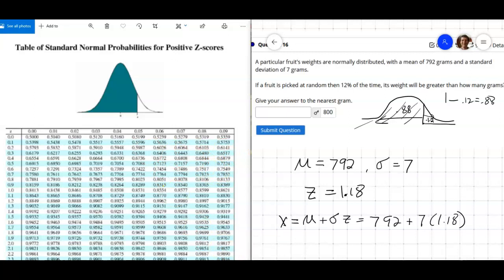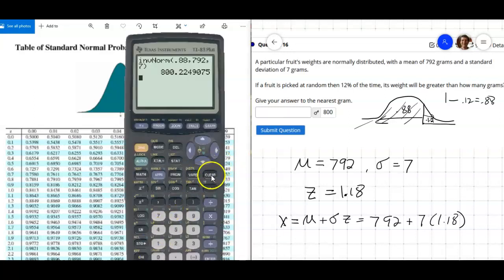Okay, to our calculator, we have 792 plus 7 times 1.18, and this should give us 800, rounded to the nearest gram. Now the other value would have been the same thing but 1.17. So had we gone with the other approximation, it would still round to the same nearest gram, 800.